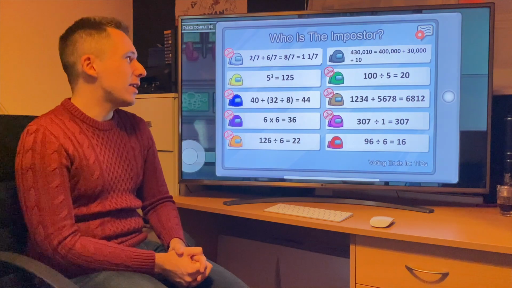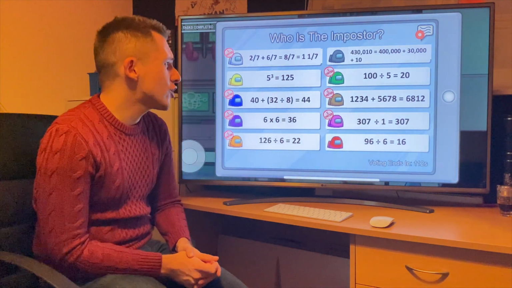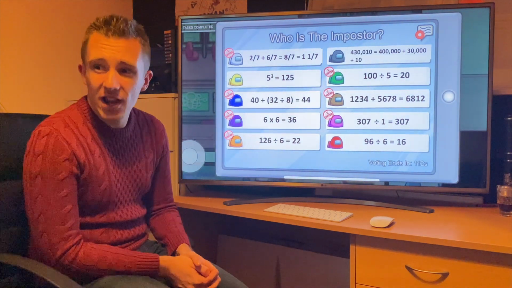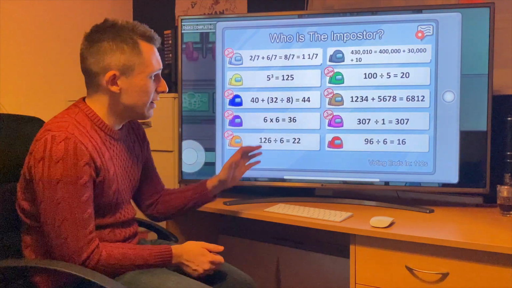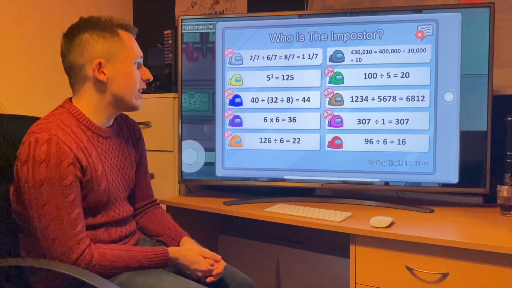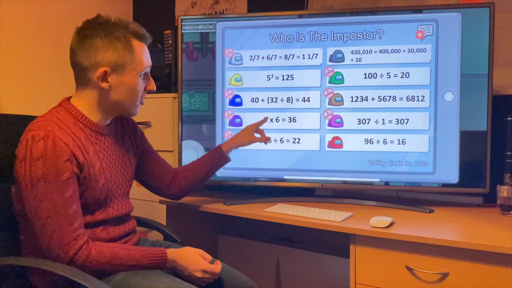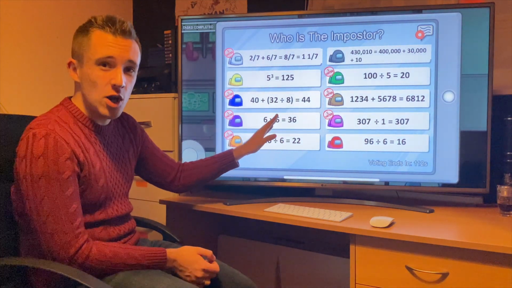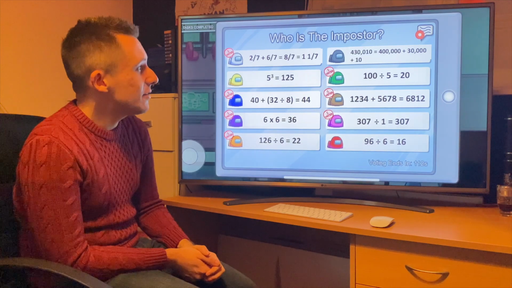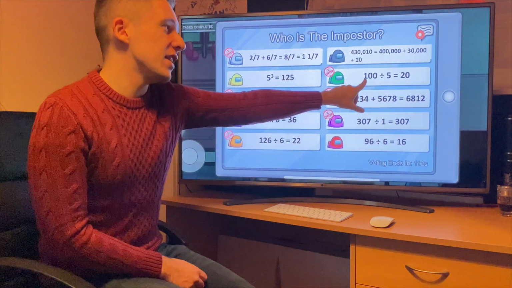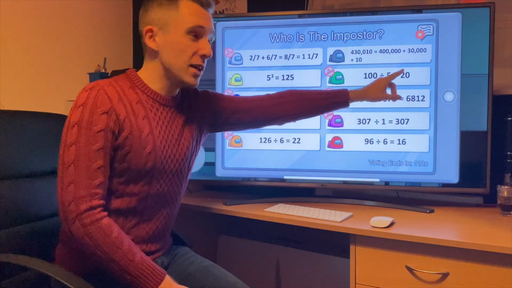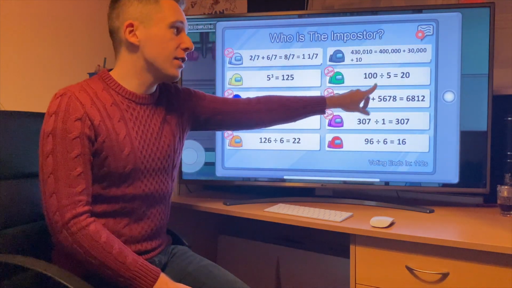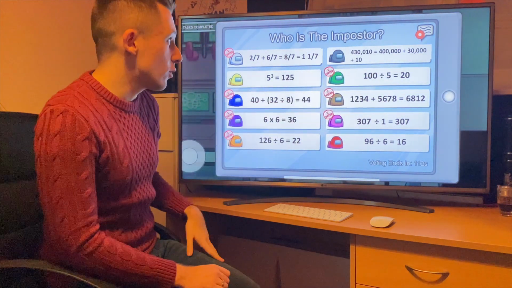Okay, well let's have a look through them. So we're going to start by eliminating the ones that we know for definite are correct. So I'm going to have a little glance through and I can see straight away that this one is easy. 6 times 6 is 36. So we know that one is fine. Let me just have a look through the rest. That one up there is nice and easy. 100 divided by 5 is 20 because we know that 20 times 5 is 100. So that's absolutely fine as well.